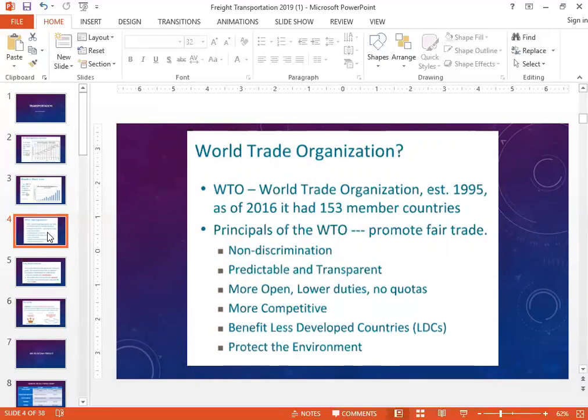So whoever is the best in the entire world would prosper. Those that are falling behind would be pushed out of the market. The idea was that there would not be any discrimination. Trade in general would be predictable and transparent. There would be lower duties, no quotas, and the level of competition amongst all businesses would increase, and therefore the ultimate quality of the final goods would improve and the costs would be driven down. There were certain ideas that for the less developed countries, this would give them an opportunity to get more of a global audience and improve their situations. Also, the hope was that at the time when the WTO came out, it would be good for the overall environment as well. So that was the concept in 1995.